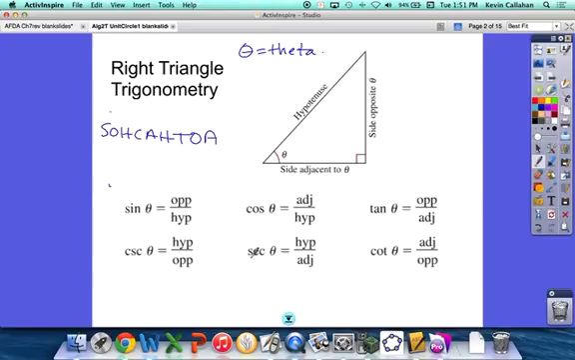We're not going to do much more than just introduce it. If you didn't know it, we actually have 6 trig functions, not 5, not 3.